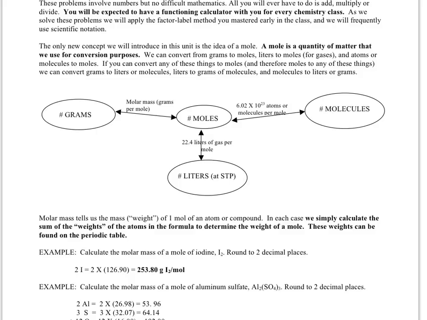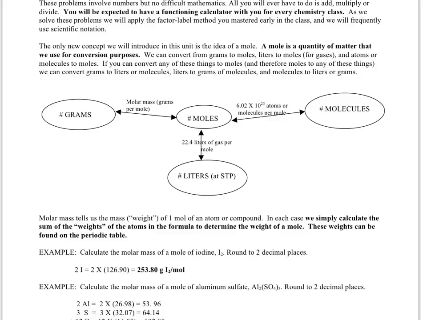So on worksheets 1 and 2, we went back and forth from grams to moles or moles to grams, and that's why we had to learn how to calculate a molar mass, that grams per mole number. In worksheet 3, we learned how to go from moles to molecules and molecules back to moles, and that required us to make fractions using Avogadro's number, right?